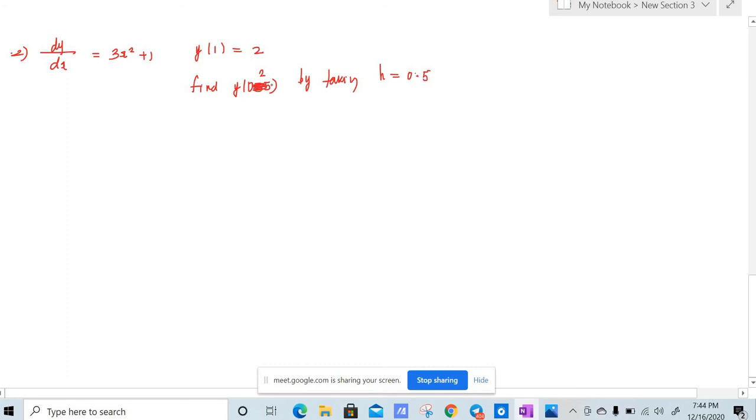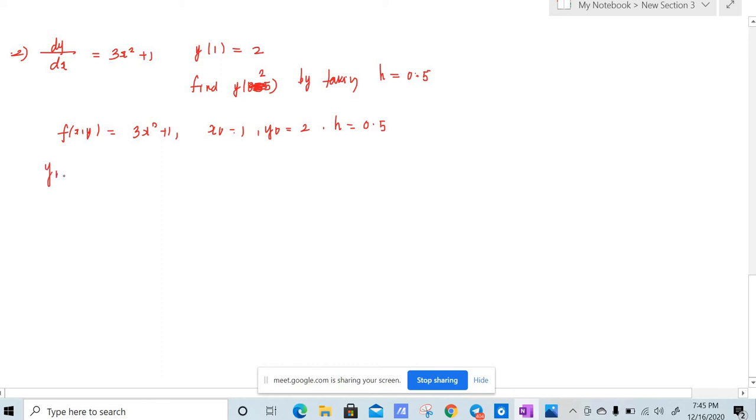So we need to find y of 2. If you take 0.1, we need to carry on 20 iterations, right? 0.1, 0.2, it will take a very long time. So the given h is equal to 0.5. We need to find y of 2, right? y of 1 is 2. So what is f of x comma y here? f of x comma y is 3x square plus 1, and our x naught is 1, y naught is 2, and our h is 0.5. We need to find y of 2, right?